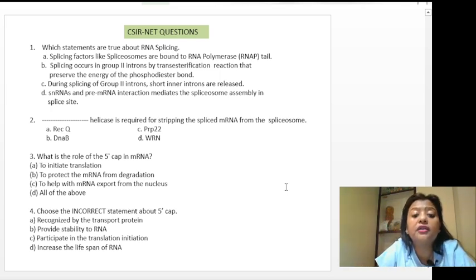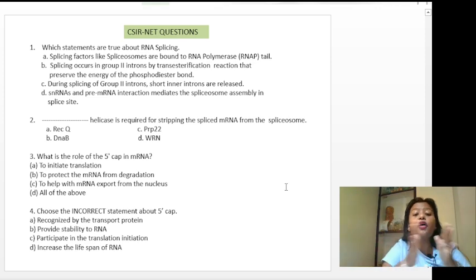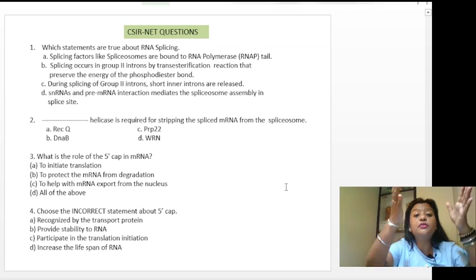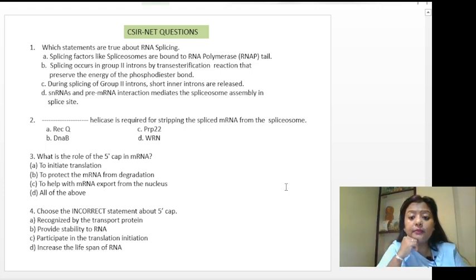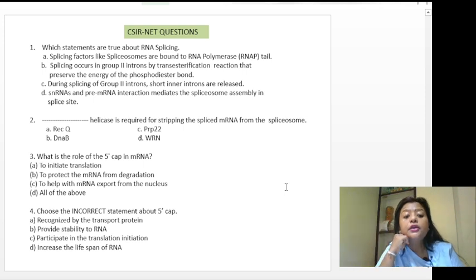So the second question out here, I'll just say this because I've not told you about it in the class. A dash helicase is required for stripping the spliced mRNA from the spliceosome. So after the mRNA is formed, the spliced mRNA has to be stripped, right? It has to come out. The introns have to be removed. It has to come out. So there's a helicase which is required out here for stripping the spliced mRNA. So what is that helicase? It is PRP22. Okay, I'm just giving this answer, PRP22.